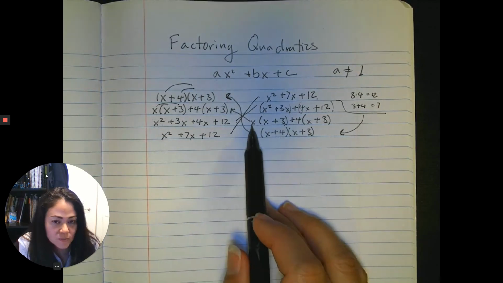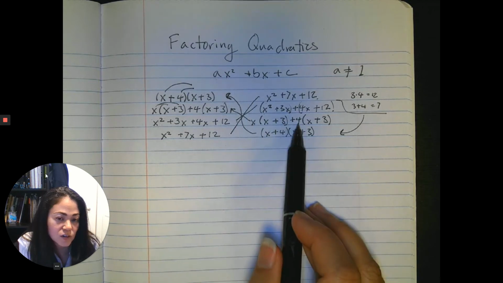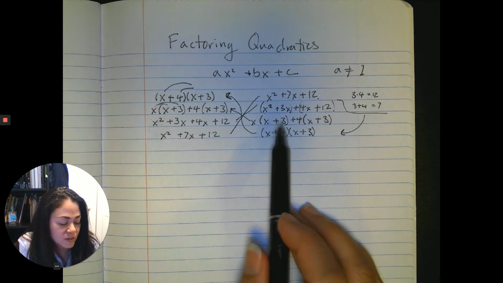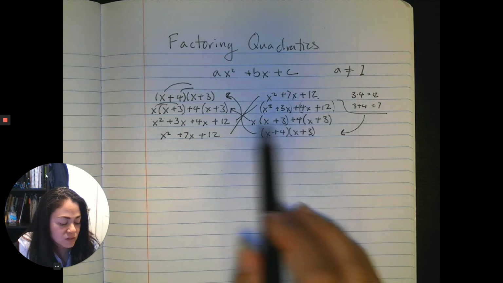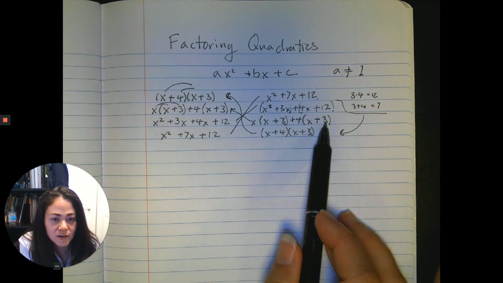This is going to be the first term of our first binomial. This is going to be the second term of our first binomial. And then here, both of these parts, these groupings, reveal the second binomial in our factoring.